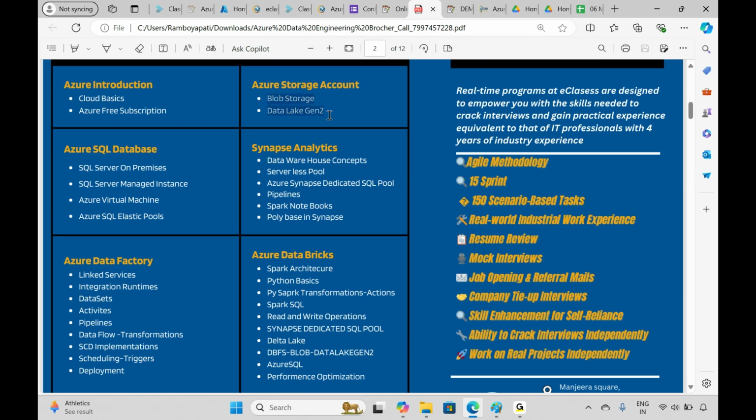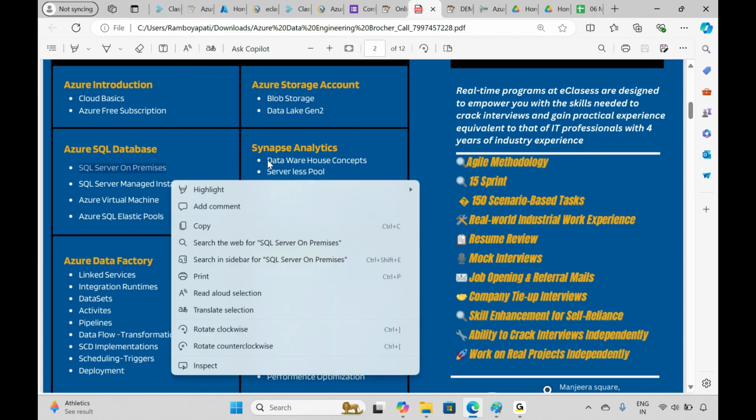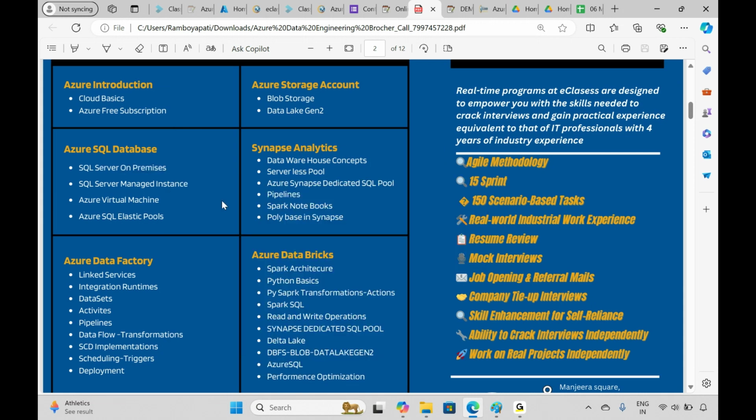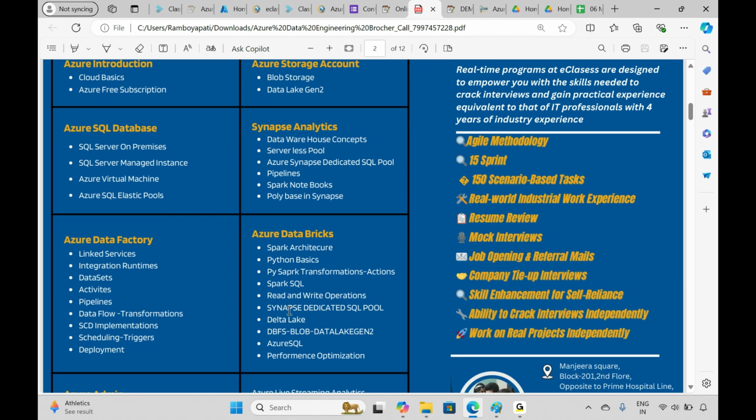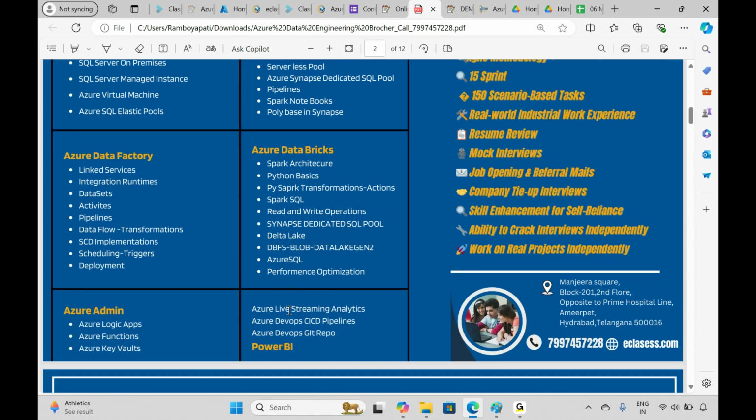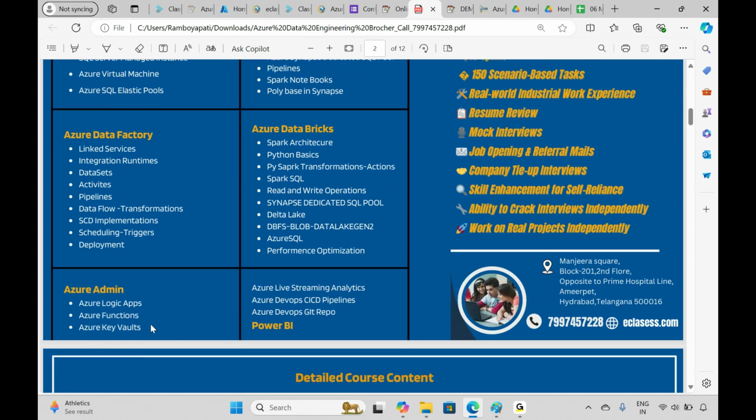data lake gen 2, used to store the data in terms of files, Azure SQL database and Synapse used to store the data in terms of databases, Azure Data Factory and Databricks used to do ETL and data transfer, and there are some remaining admin related services and deployment, Azure DevOps. And finally, we are going to discuss about the Power BI.